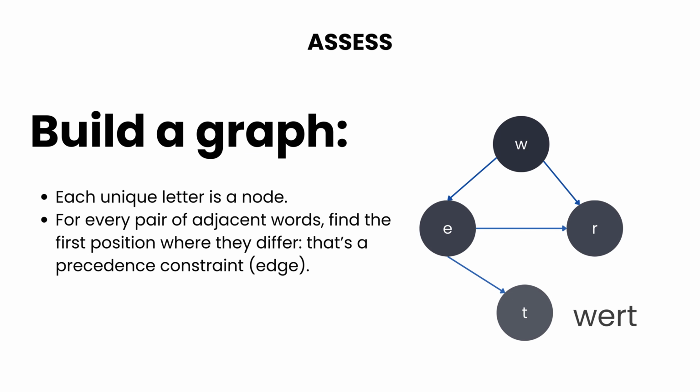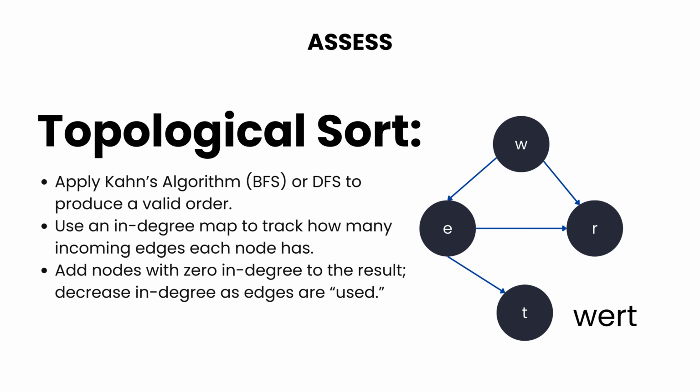Build a graph. Each unique letter is a node. For every pair of adjacent words, find the first position where they differ. That's a precedence constraint, an edge. Then topological sort. Apply Kahn's algorithm, BFS, or DFS to produce a valid order.